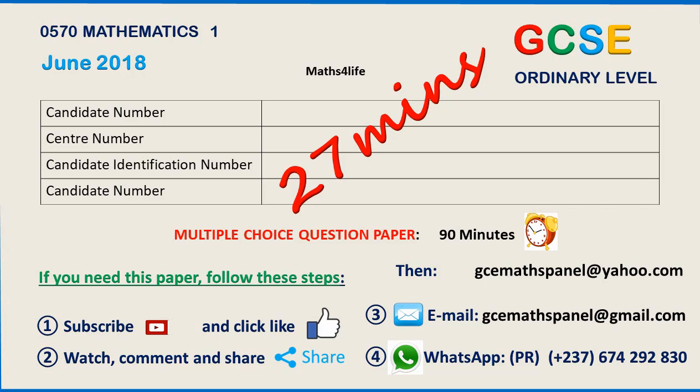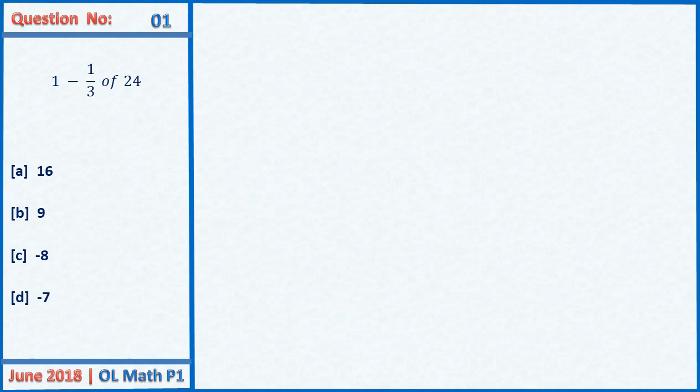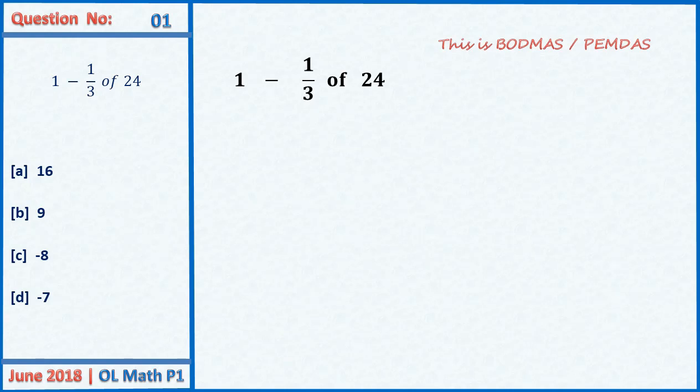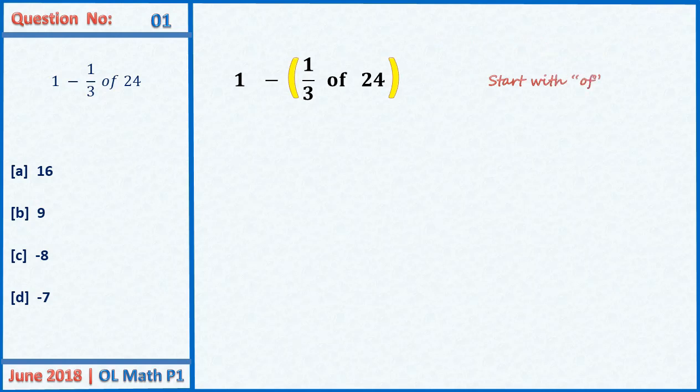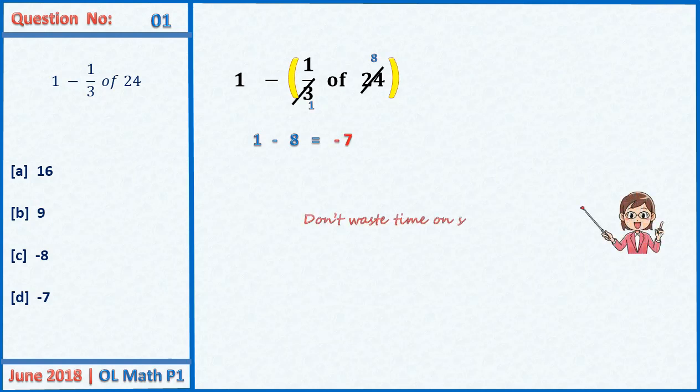Let's now begin with the first question of paper 1, June 2018. So the question reads 1/3 of 24, that is 1 minus 1/3 of 24. This is a BODMAS or PEMDAS problem, and we have to start with the off. So we have 1/3 of 24 giving us 8, and 1 minus 8 gives us -7. So the key here is D. Don't waste your time on a simple question like this. Use the time to answer the other 3 star questions.